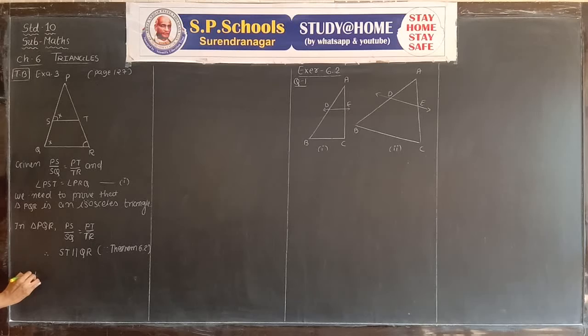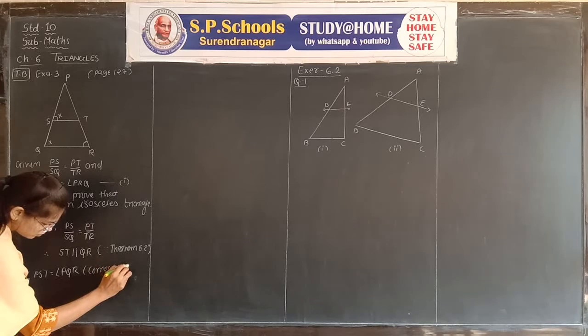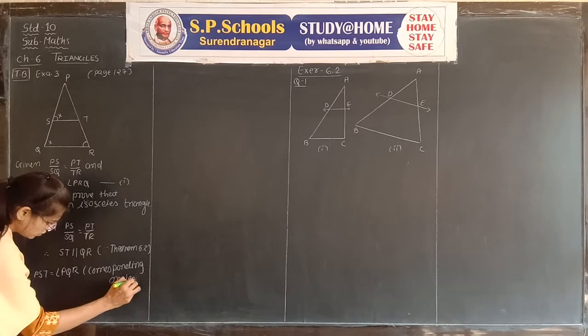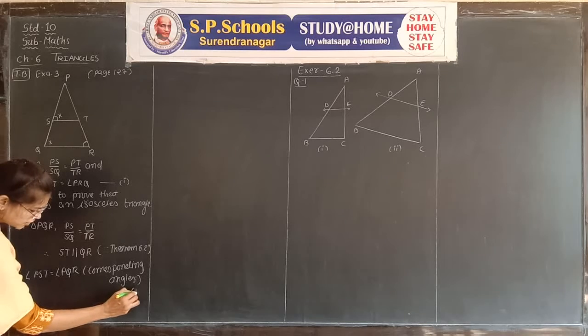Therefore, angle PST is equal to angle PQR because of corresponding angles, as ST is parallel to QR. It is our result number 2.